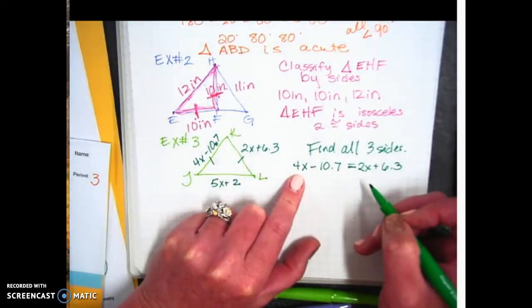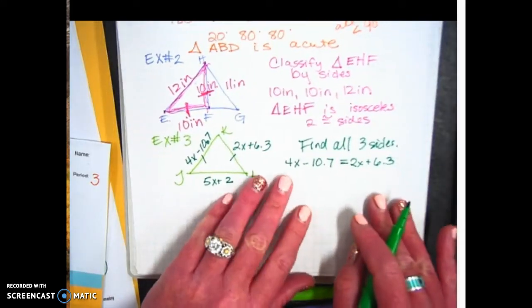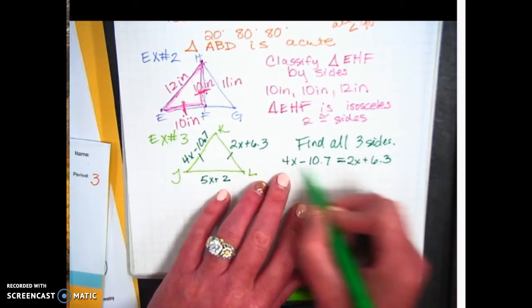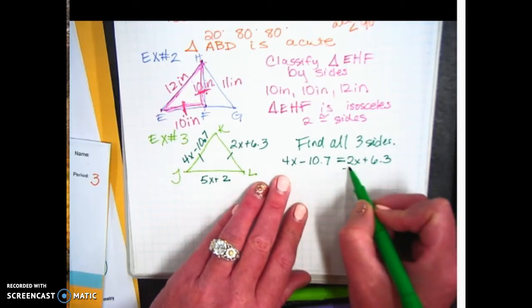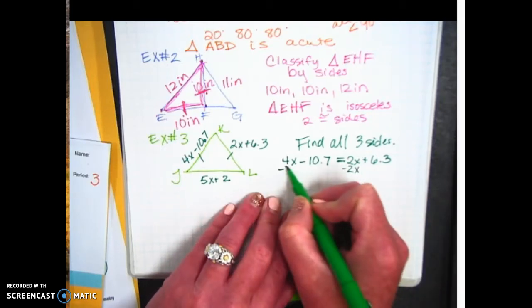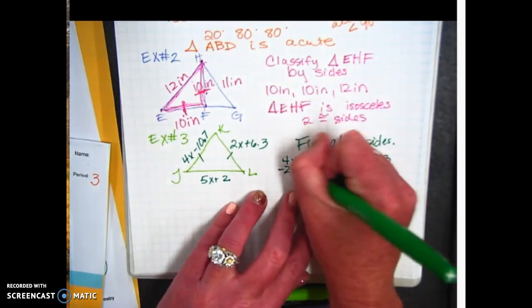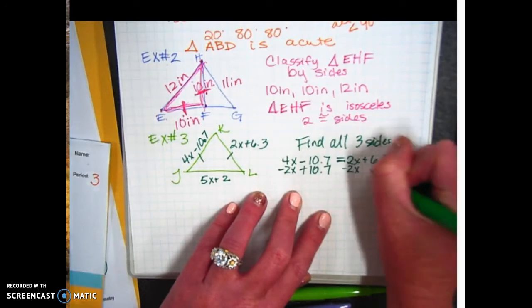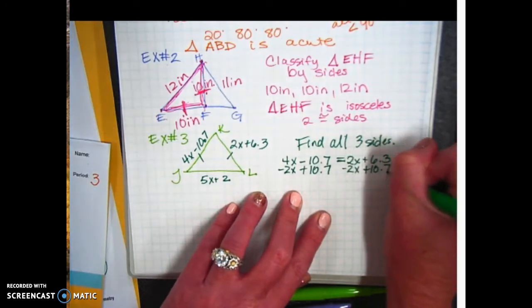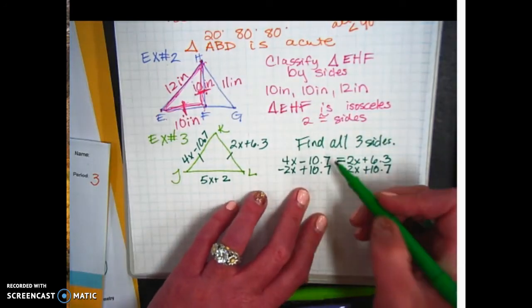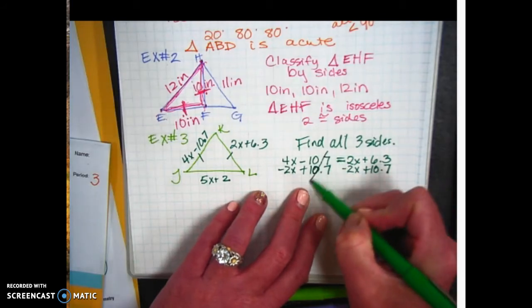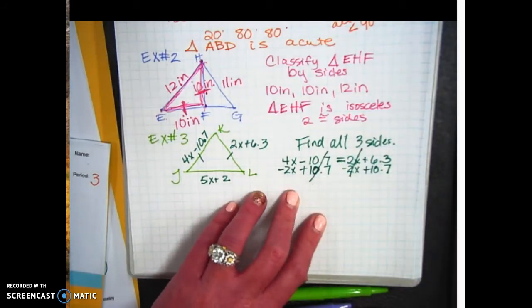All right, so let's solve for x. So we've got this algebraic equation. We want to get our variable on one side or the other. So I'm going to subtract 2x from both sides. In the same step, I'm also going to add 10.7 to both sides. See if I can cancel anything out. Yep, these are opposites, they cancel. These are opposites, they cancel.